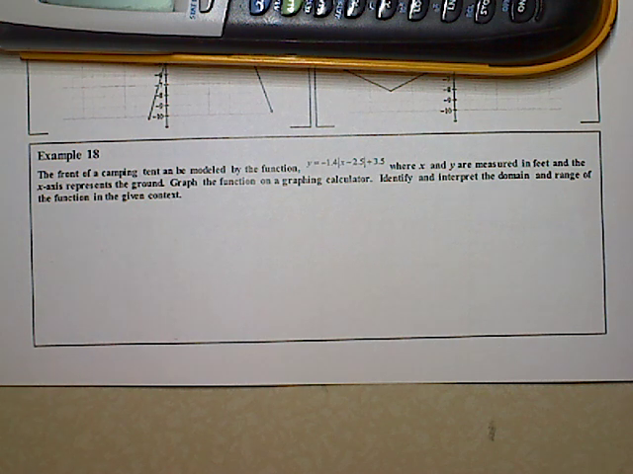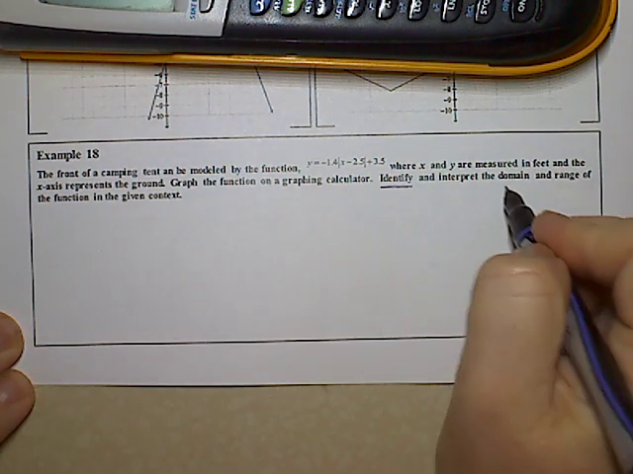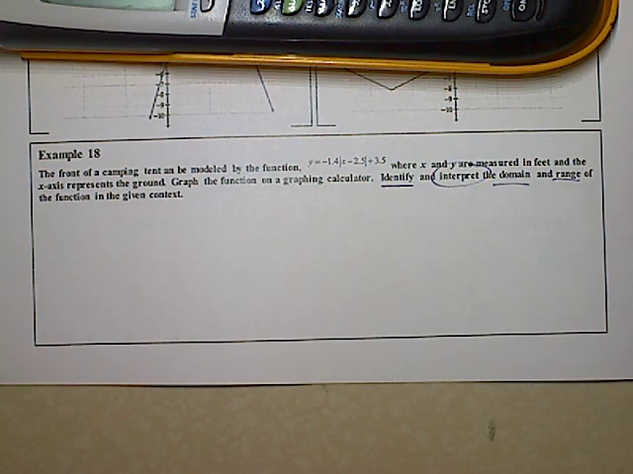Please have whoever's taller in your group read this problem out loud. If you're on your own, just read it to yourself quietly. The front of a camping tent can be modeled by the following function, where x and y are measured in feet, and the x-axis represents the ground. Graph the function on a graphing calculator, then identify the domain and range, and then interpret it. What does it mean in terms of the context of this problem?